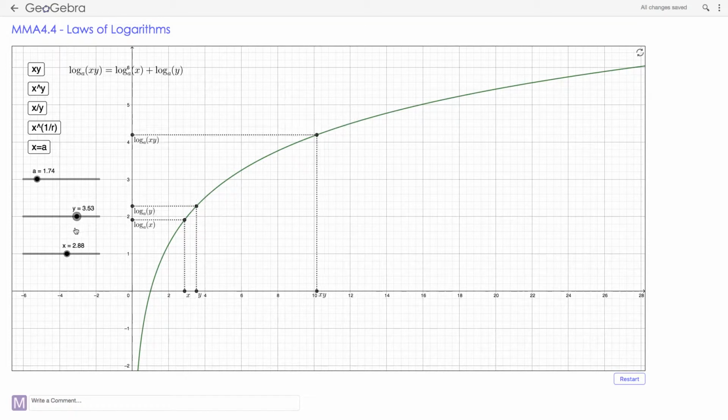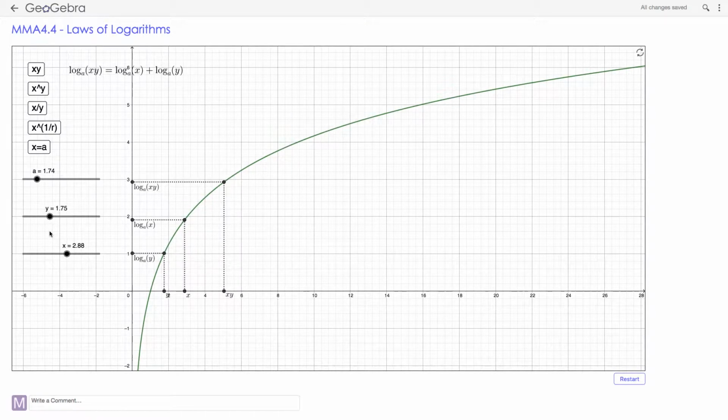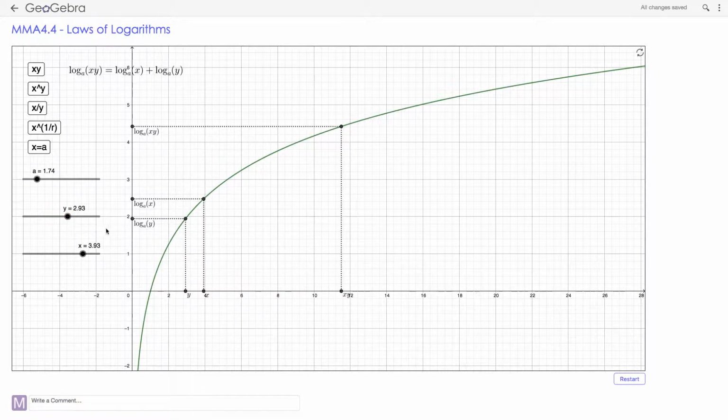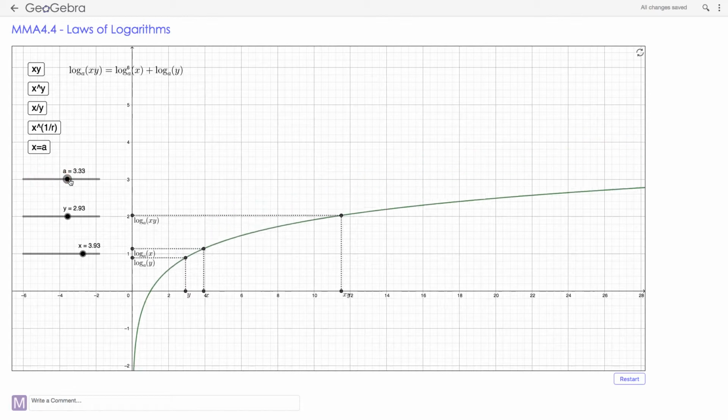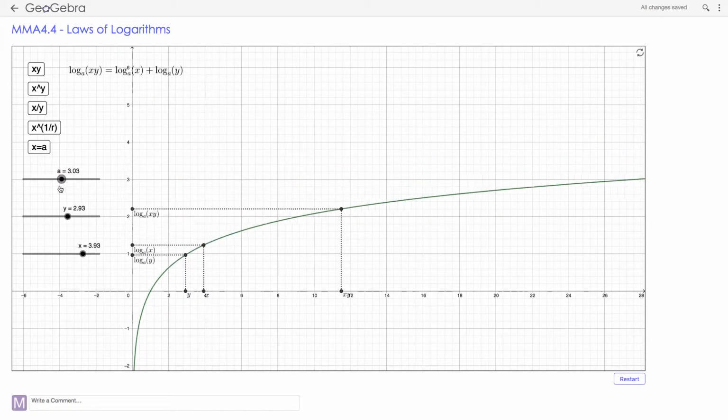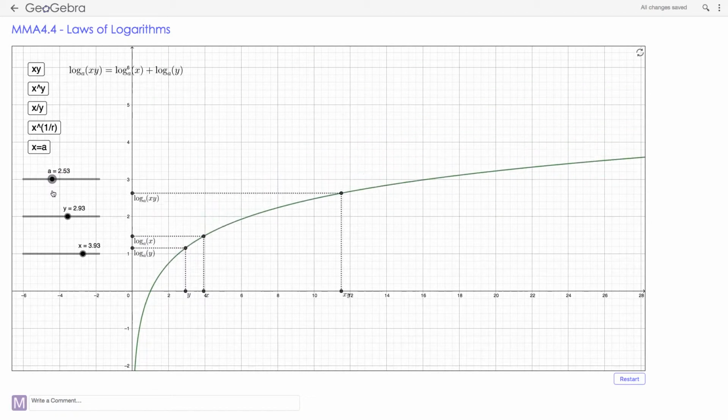Well, here you can see if I change my x and my y, it's always such that the height of this plus the height of this equals the height of this, because x and y multiplied together gives you this number. So this is an illustration of this. And it applies to all choices of the base number.